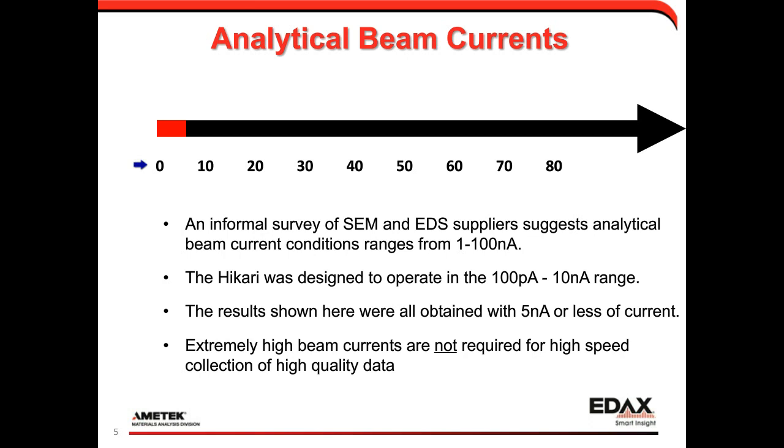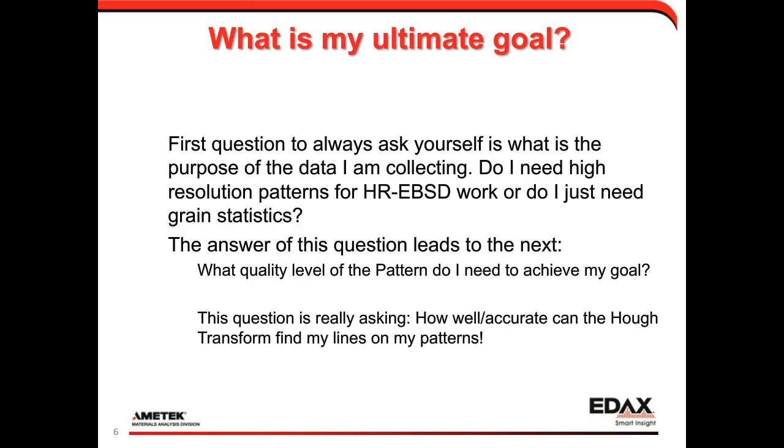The other thing to realize is that extremely high beam currents are not required for high-speed collection of high-quality data. You can use it as kind of a crutch to get there if you need to. If you start throwing more electrons around, you have more electrons coming off, but you don't always need that. So with that in mind, what is my ultimate goal of this whole thing? It's to show you how these settings run off of each other and what you need.